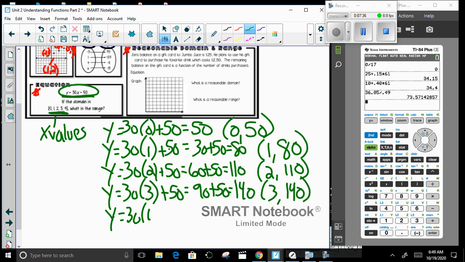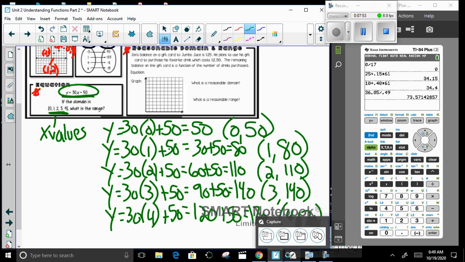So 30 times 4 plus 50. Well, 30 times 4 is 120. 120 plus 50 equals 170. So my input was 4, my output was 170. Another way we can do this, and that's doing it by hand.